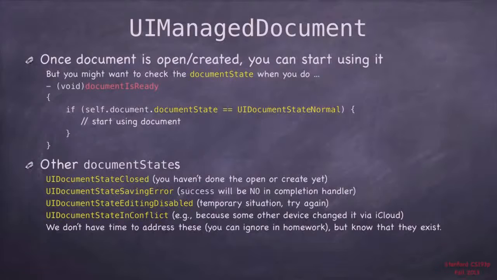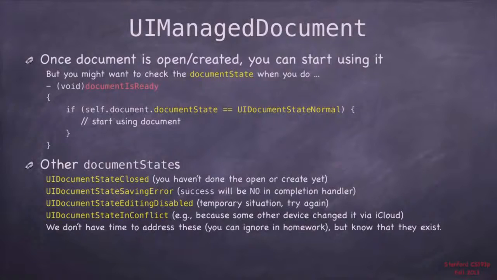Some of these other states, like there was a saving error, or editing is temporarily disabled because someone else is editing this document in iCloud and it's updating, for example. You're not going to run into those in this class, but you should know that they're there. So checking that at the beginning, it's a bit mask there. That's why I'm using that ampersand, right? I'm just checking that bit, UIDocumentState normal, just to see if the document is ready to go.